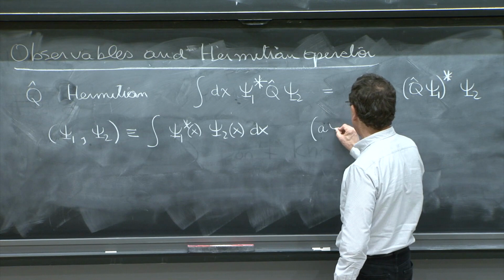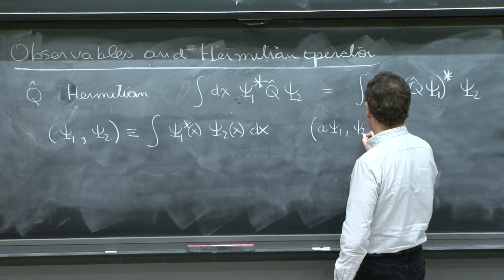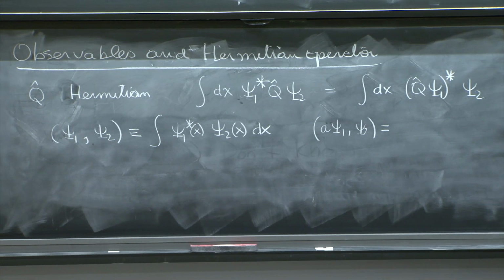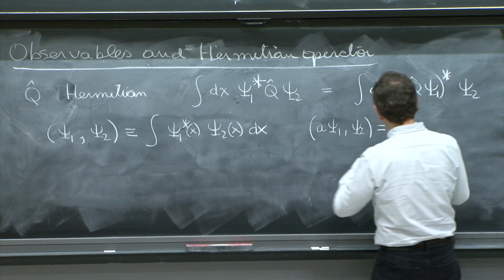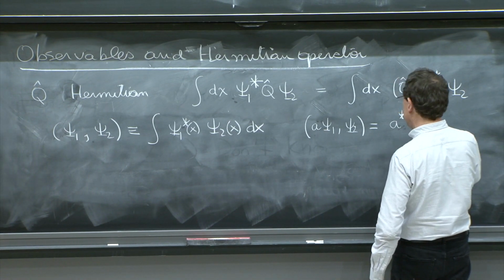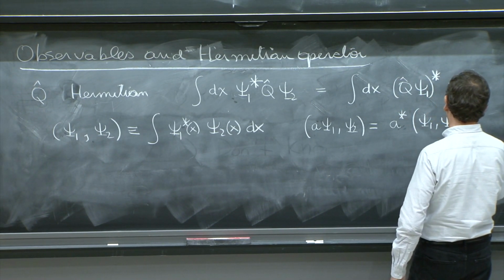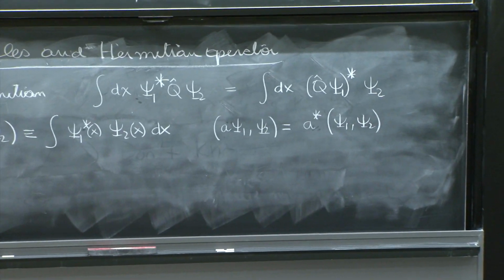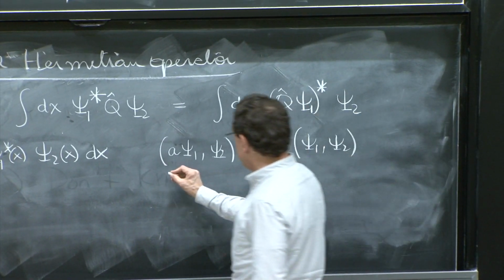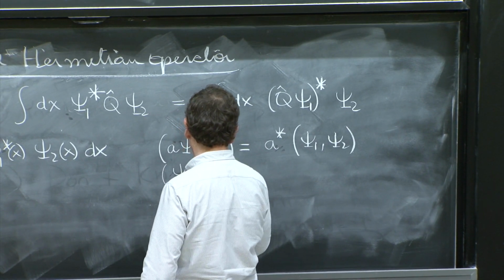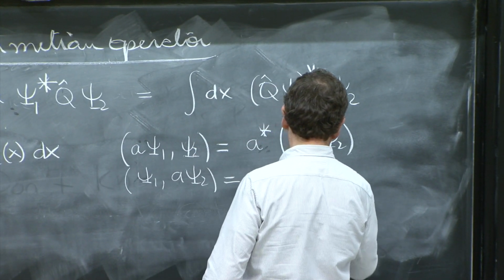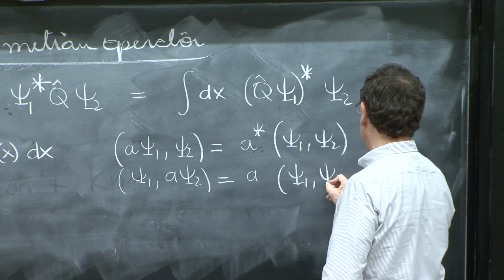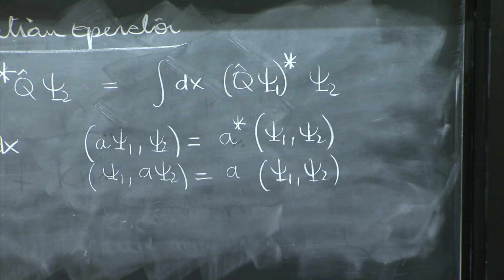This has a couple of obvious properties. If you put a number times psi 1 in the first input, the number will appear together with psi 1 and will be complex conjugated, so it can go out as A star times the inner product of psi 1 and psi 2. And if you put the number on the second input, it comes out as is, because the second input is not complex conjugated in the definition.